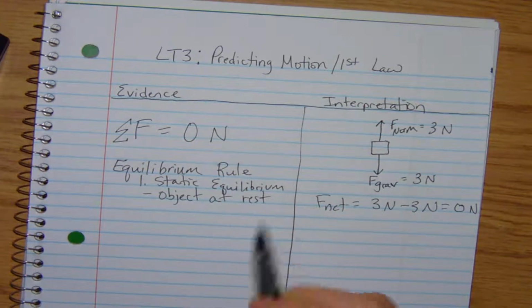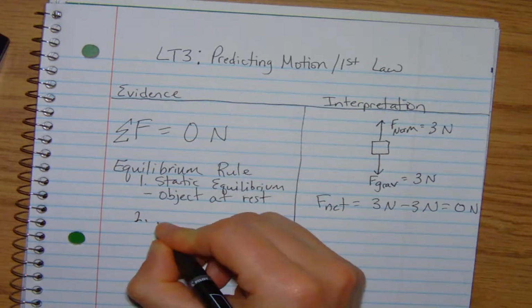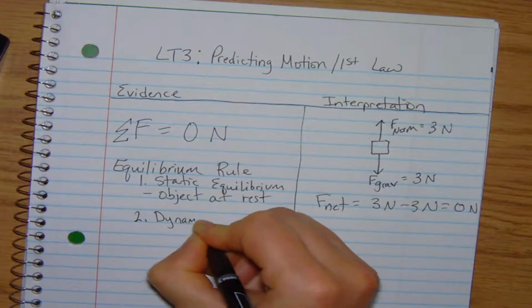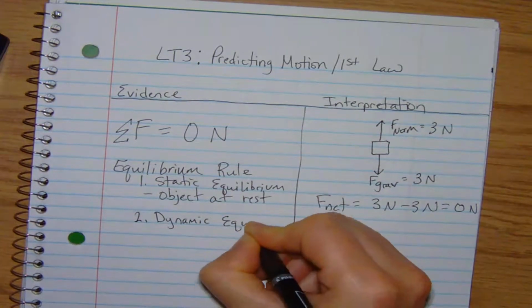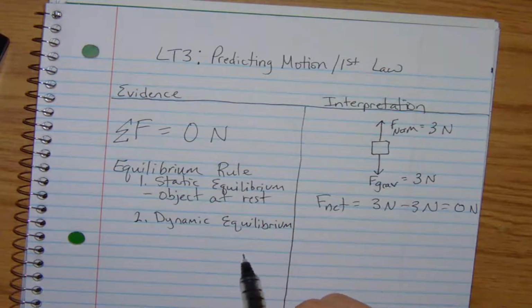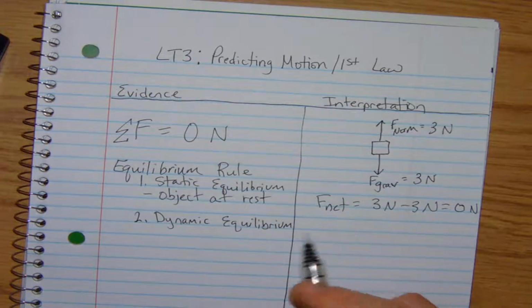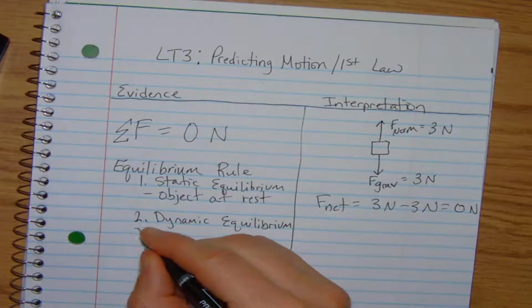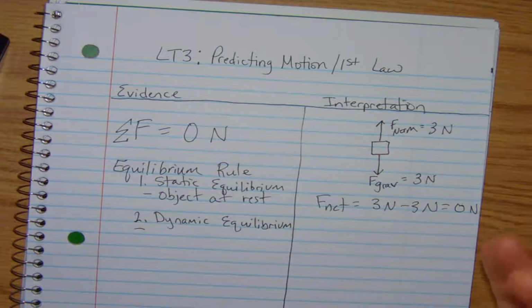But an object could also be in what's called dynamic equilibrium. So back to that ELA class, where a character maybe starts out cranky in the story and then something wonderful happens to them and they're the most optimistic, happy person you've ever met by the end. Remember, a dynamic character would change. Well, for physics, dynamic means it's at least moving.